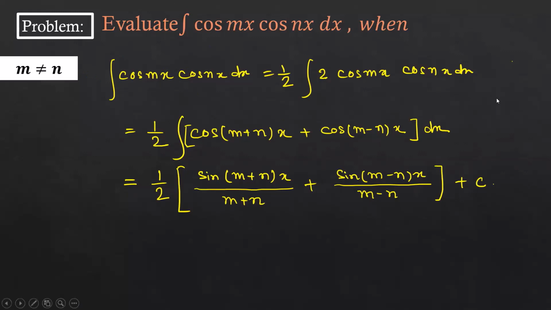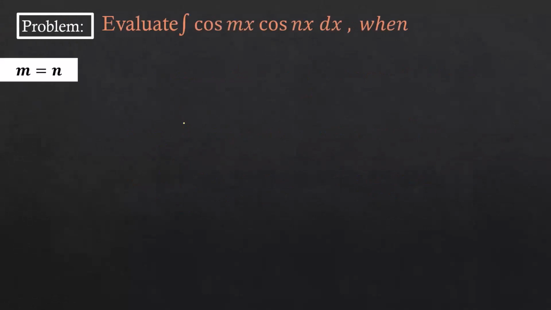But if you take m equal to n, it will convert into a previous type of problem. Whenever m is equal to n, your integration will change to cos square mx dx. Am I right? Yes, sir. So again, the same way like the sine square x.